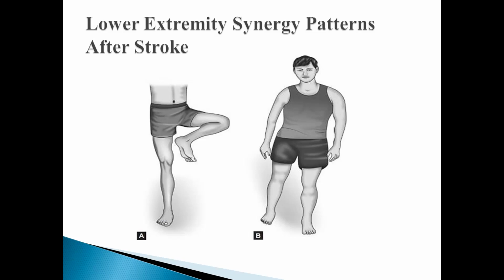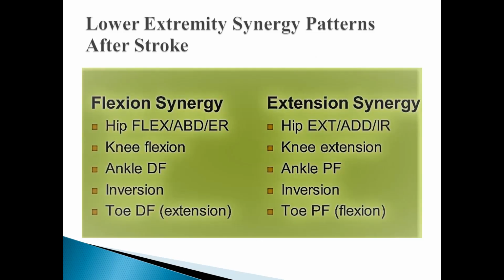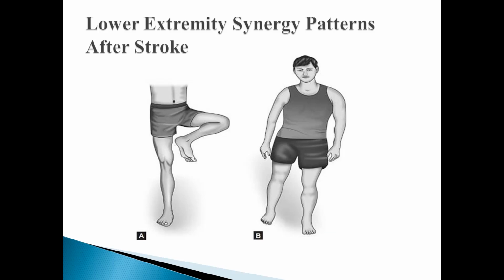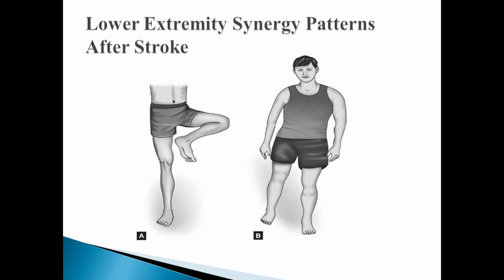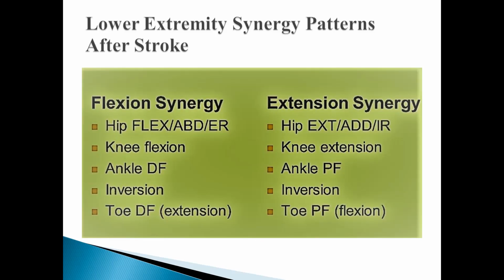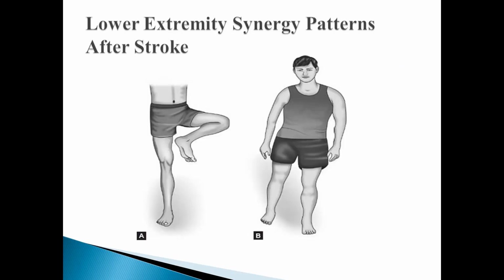So the first pattern, the flexor synergy pattern of the lower limb, says that it is hip flexion, abduction, and external rotation. You could see it in the diagram. The next is the knee goes for flexion, the ankle goes for dorsiflexion. Yes, you could see it in the diagram, knee flexion and ankle dorsiflexion. Inversion and toes extension. You could see it in the diagram. The ankle goes for inversion and the toes go for extension.